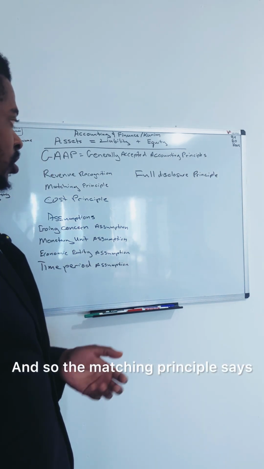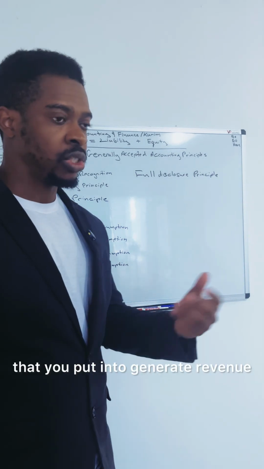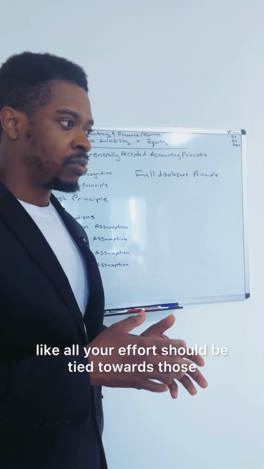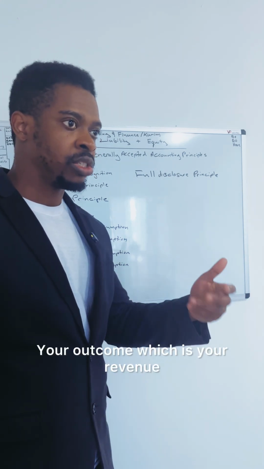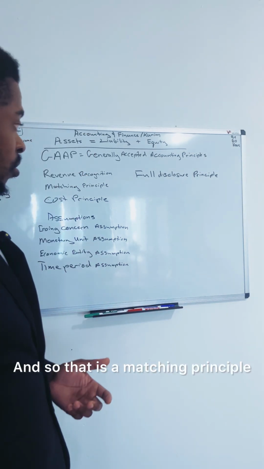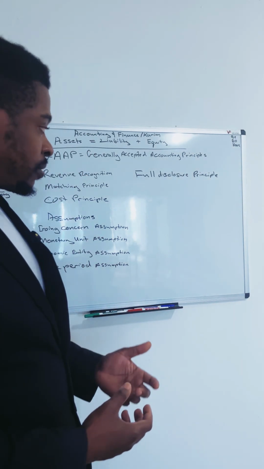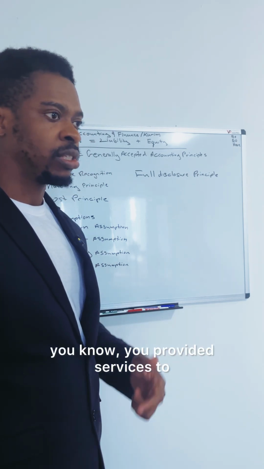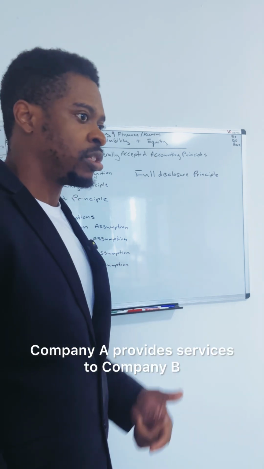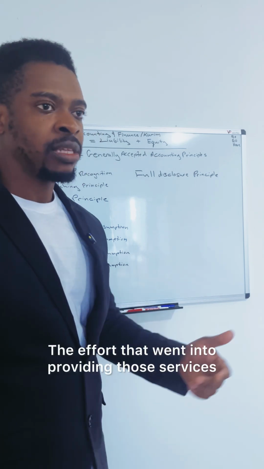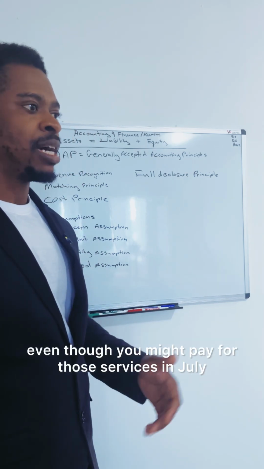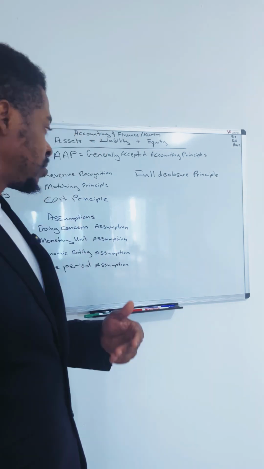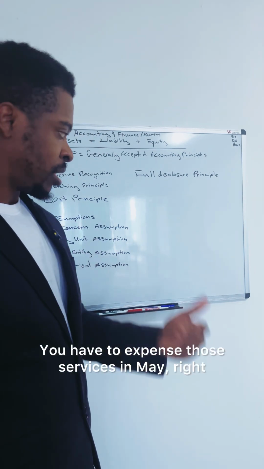And so the matching principle says that the effort you put in to generate revenue should be tied towards your outcome, which is the revenue that you generated. And so that is the matching principle. For example, in the month of May, you provided services to company A and company B. The effort that went into providing those services, even though you might pay for those services in July, you have to expense those services in May, right?